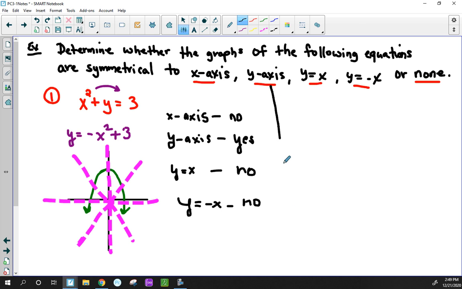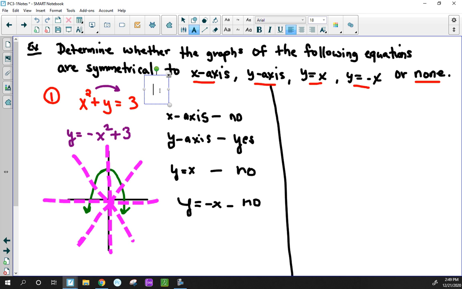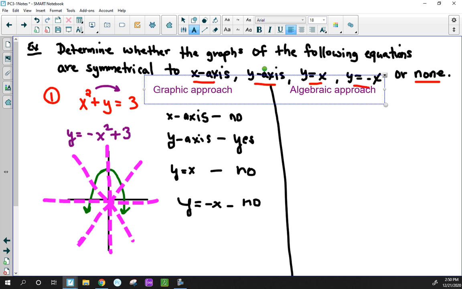Okay. So again, what I have done so far on example 1 is I have shown work and used a graphing calculator, and I've done the graphic approach. Okay, now we're going to have to do the algebraic approach.